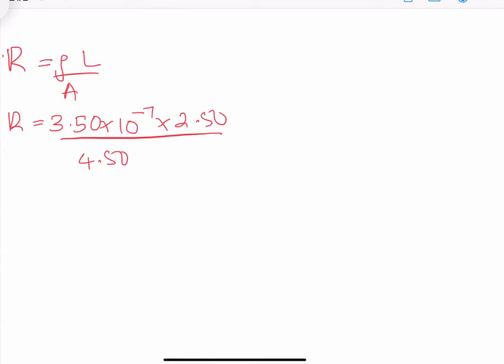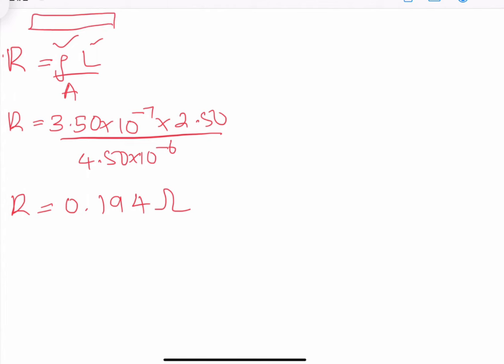So my value of R: the resistivity is 3.50 times 10 to the power of negative 7, times my length, which is 2.50, divided by 4.50 times 10 to the power of negative 6, right? I've substituted the value of rho, the resistivity, L and A, and I've gotten this. So my value of R will be 0.194. When my length is 2.50 and A is this value, I'm getting this resistance. So this is my first answer.